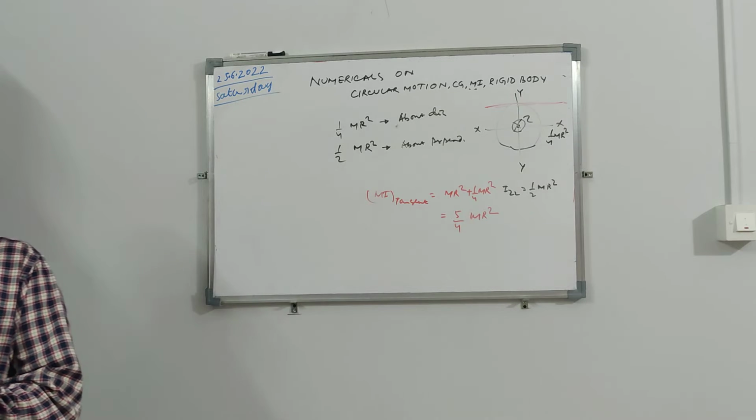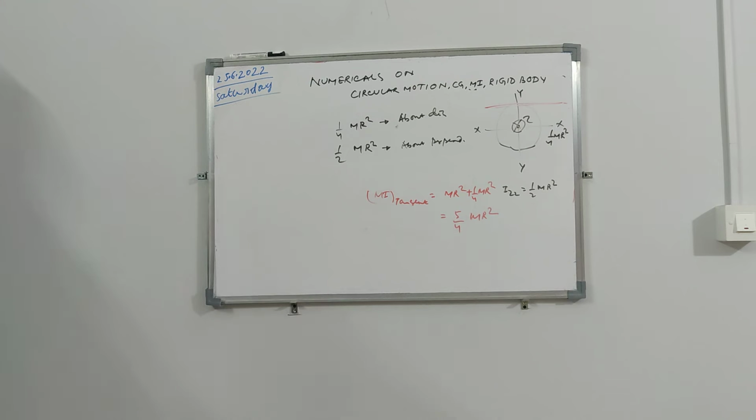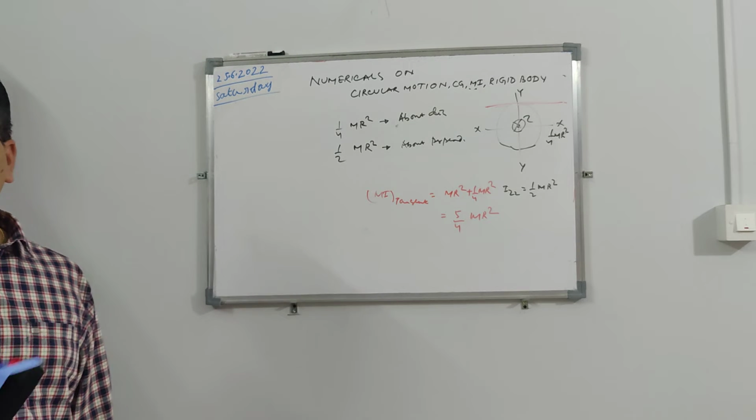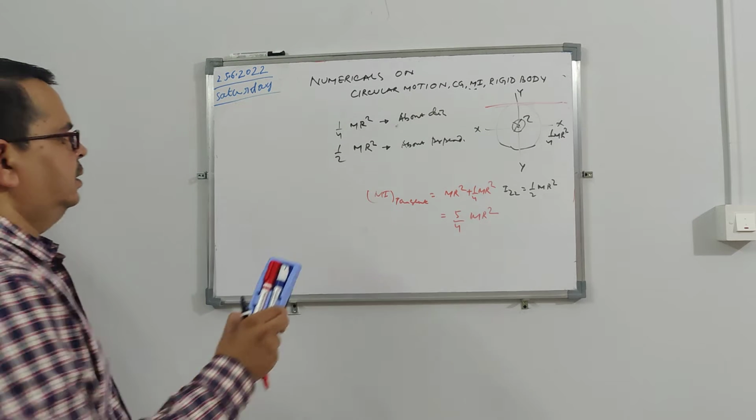Using this parallel axis theorem, whatever numerical can come, you can solve. There can be a number of numericals based on this parallel axis theorem, and they can twist the problem, but you understand the concept. That is important.